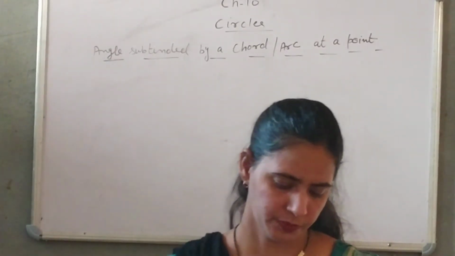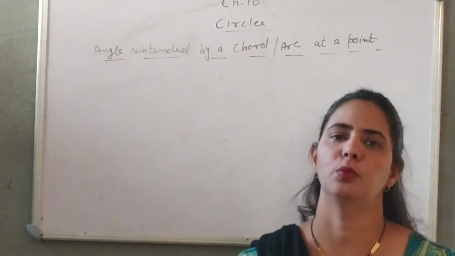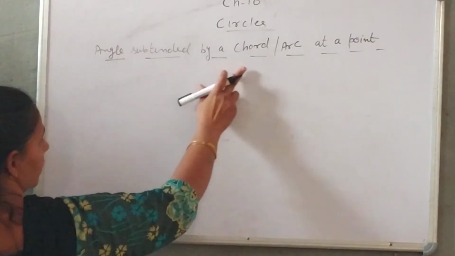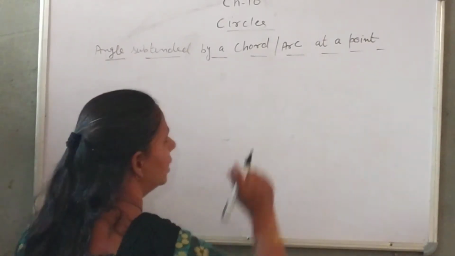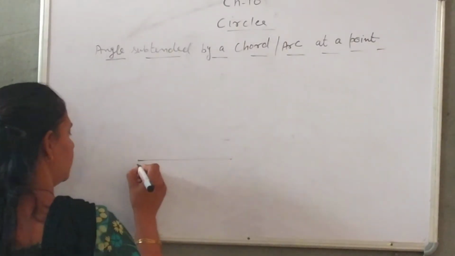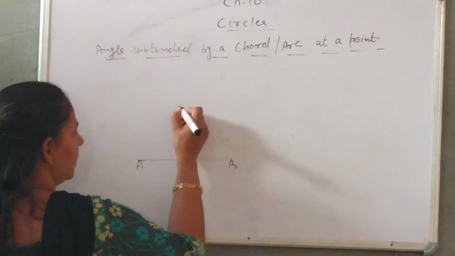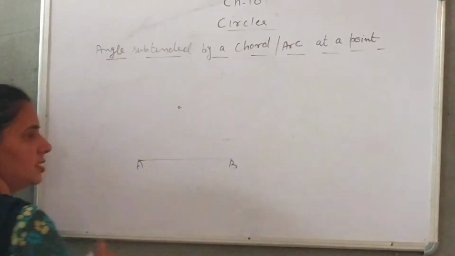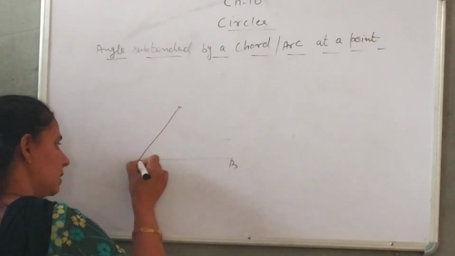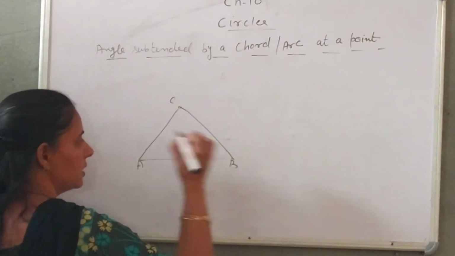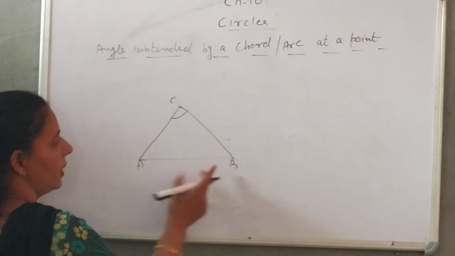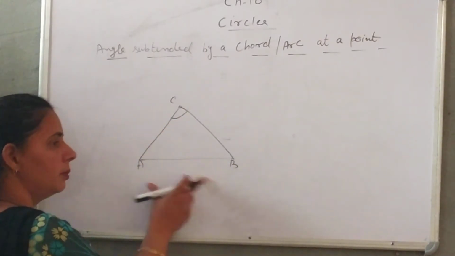Today we are starting this basics of 10.2 exercise. So first we'll learn angles subtended by a chord or an arc at a point. Suppose we are given two points A, B. AB is a line segment and C is a point not on this line segment AB. If we join CA and CB, then this angle C is called angle subtended by line segment AB.